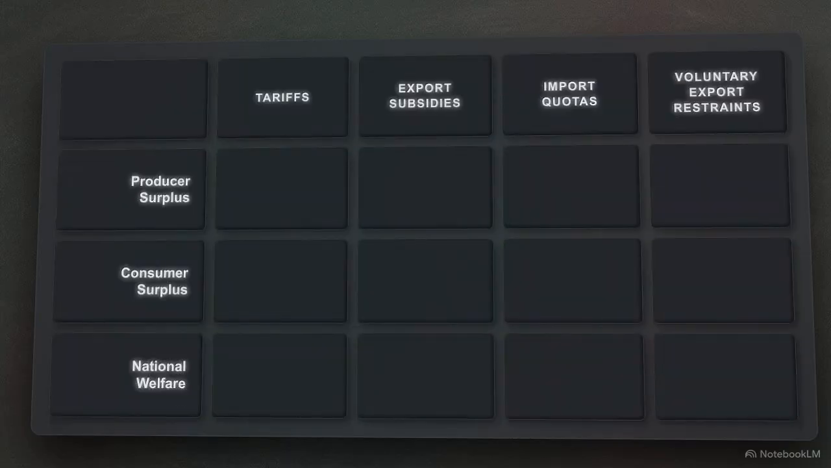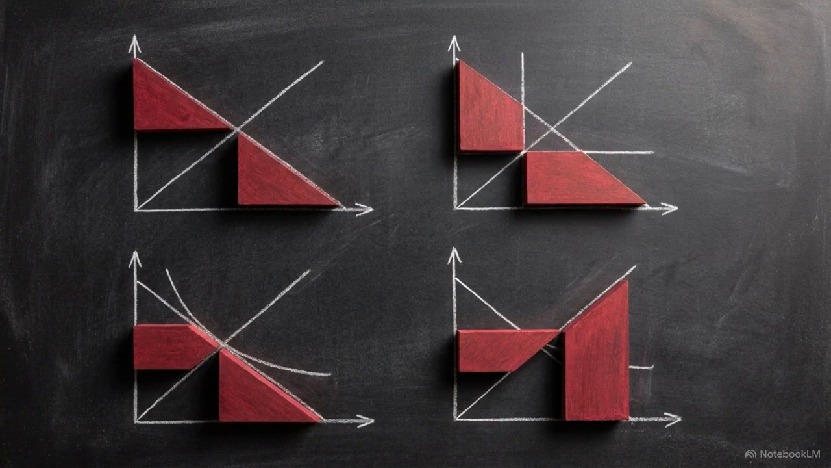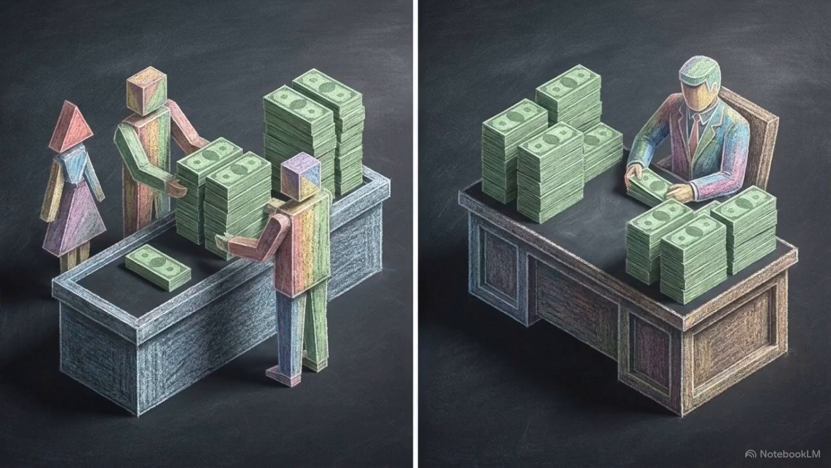Comparing our four major trade policies, tariffs, export subsidies, import quotas, and voluntary export restraints, a rigid pattern emerges. There is a universal constant. Domestic producer surplus unambiguously increases. And there is a universal casualty. Domestic consumer surplus unambiguously falls. Regardless of the specific instrument chosen, the underlying model shows the same result. Protectionism lowers overall national welfare, transferring wealth from the general population to specific domestic industries.